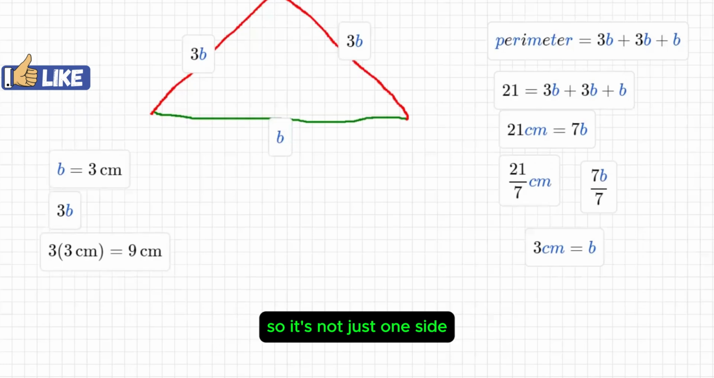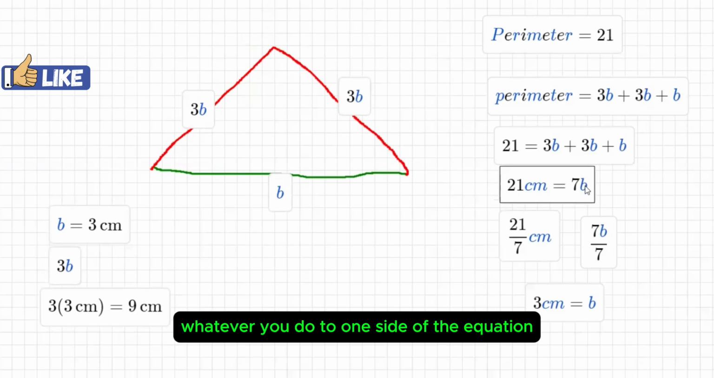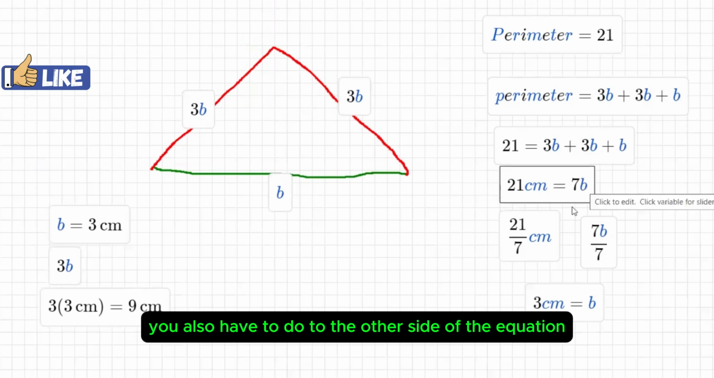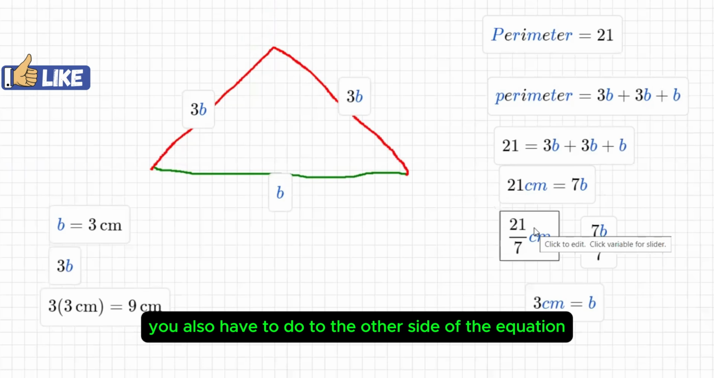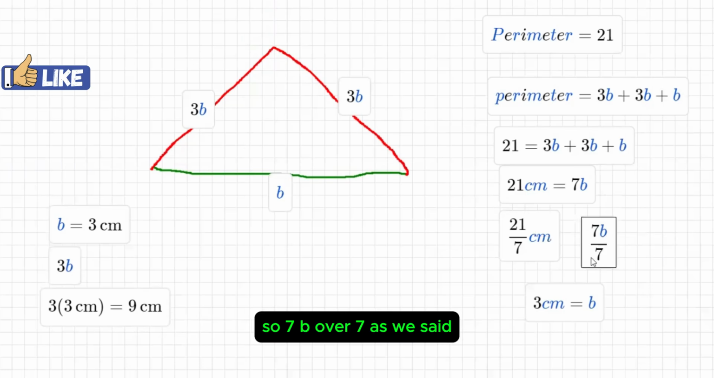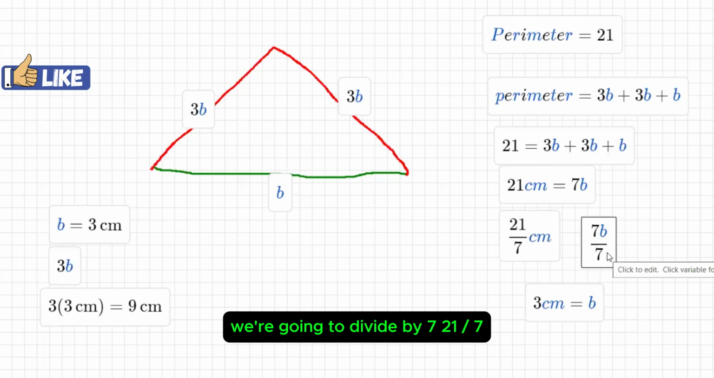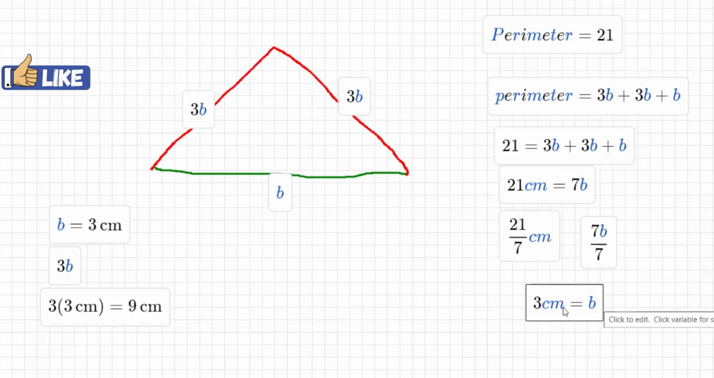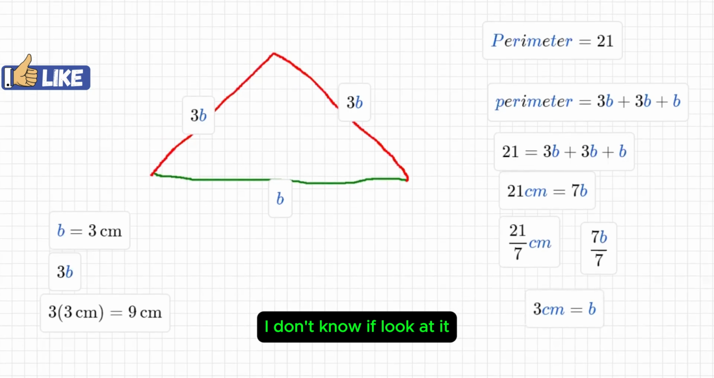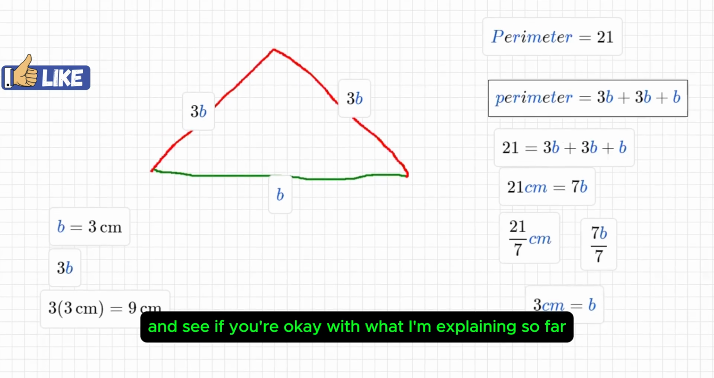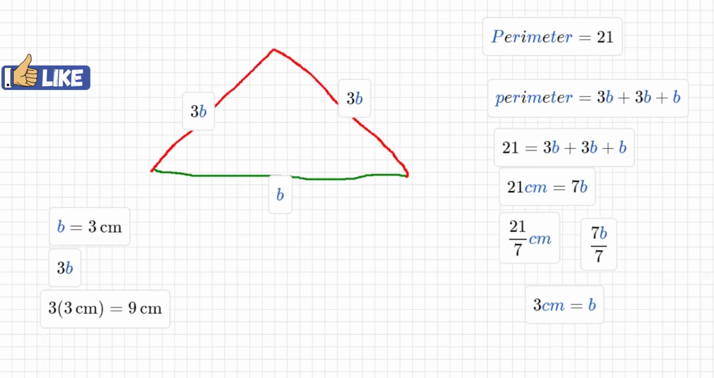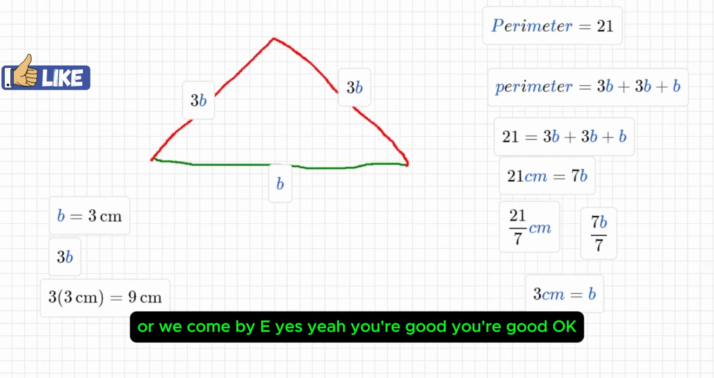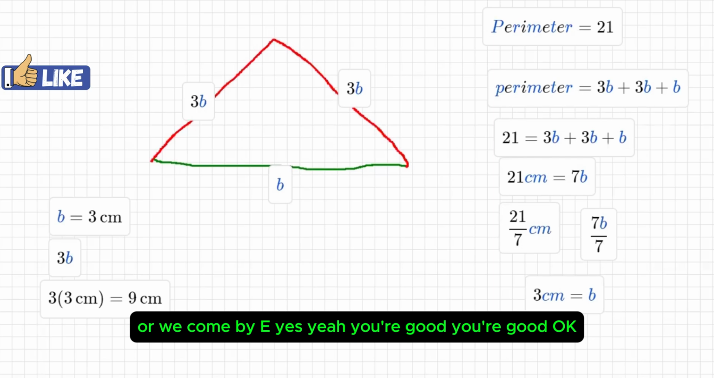So it's not just one side, it's both sides of the equation. Whatever you do to one side of the equation, you also have to do to the other side. So 7B over 7, as we said, we're going to divide by 7, and 21 divided by 7. And that's how we have B equals 3 centimeters. Look at it and see if you're okay with what I'm explaining so far, or how we come by B. Yes? Yeah, you're good. That's good.